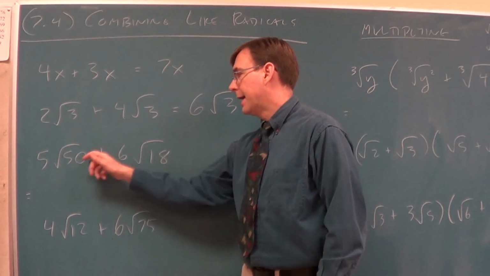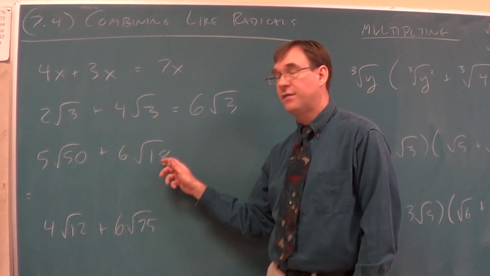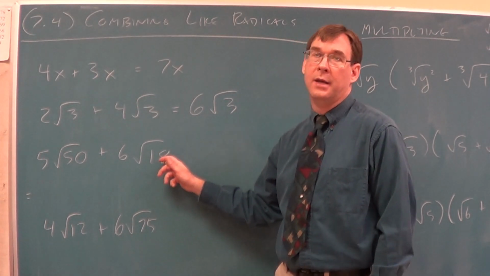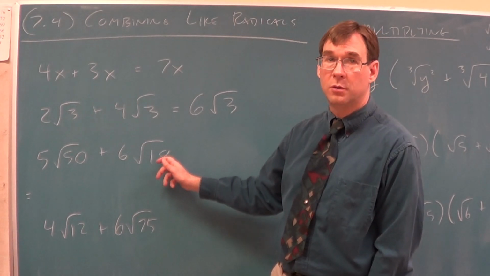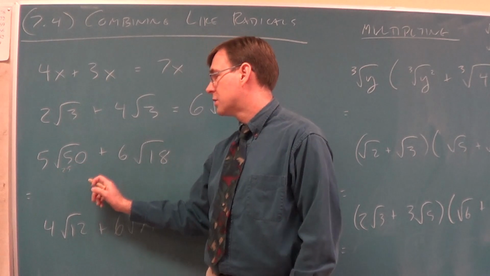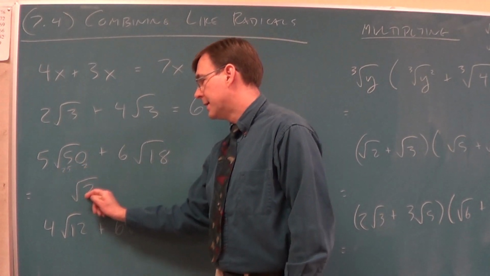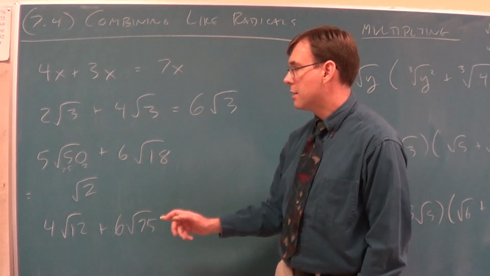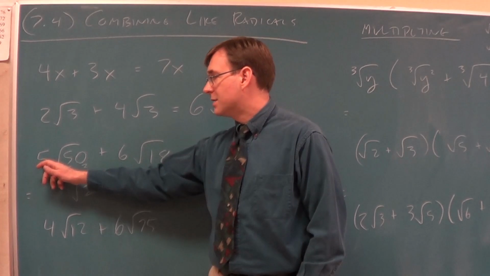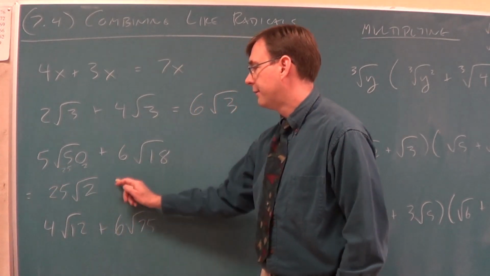These, at first glance, are not like radicals because they have different radicands right now, but that's fixable. What we're going to do is rely on our lesson about simplifying to do that. So if you have that squares, cubes chart that we've made a few times, 25 is a perfect square that goes into 50 twice. So we can rearrange this so that it has a 2 underneath. The square root of 25 is 5.